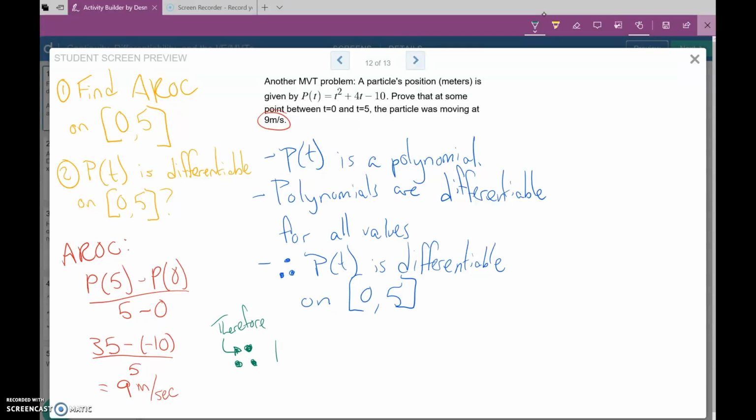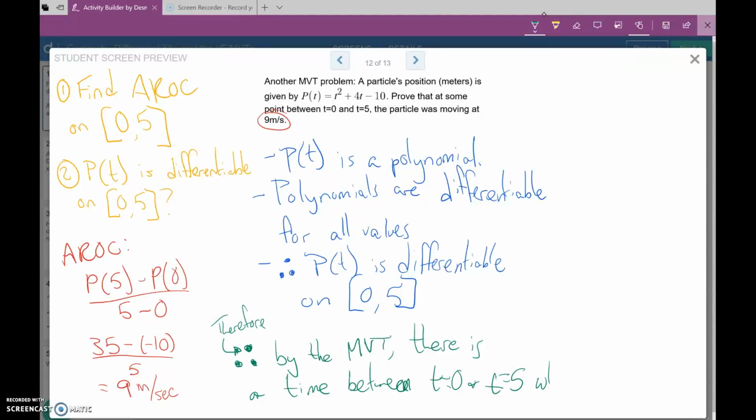Therefore, by the MVT, there is a time between t equals 0 and t equals 5 where the velocity, P prime of t, equals 9. All right, and that's all there is to it.